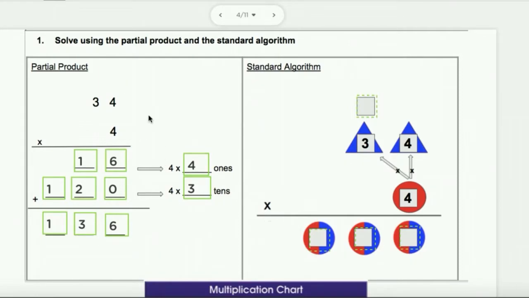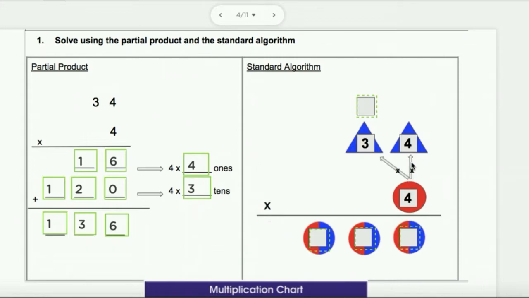All right, team. So we just multiplied using a partial product. Let's multiply the same problem using the standard algorithm. Let's go ahead and see what the difference is. In our standard algorithm, we know that we're going to be focusing on our circle at the bottom, our red circle. And we are going to be multiplying our red circle by our triangles at the top. Now here's the thing. We have to multiply our red circle by each of these triangles starting on the right-hand side. So go ahead and follow those arrows.